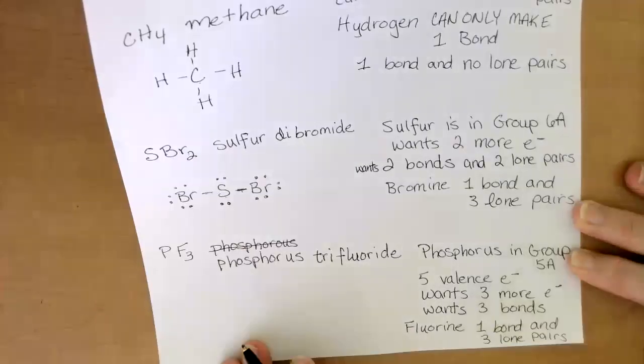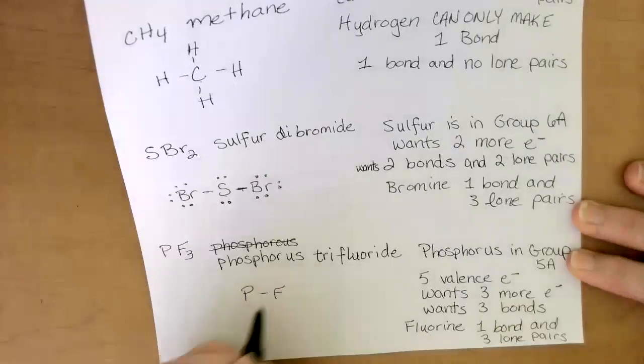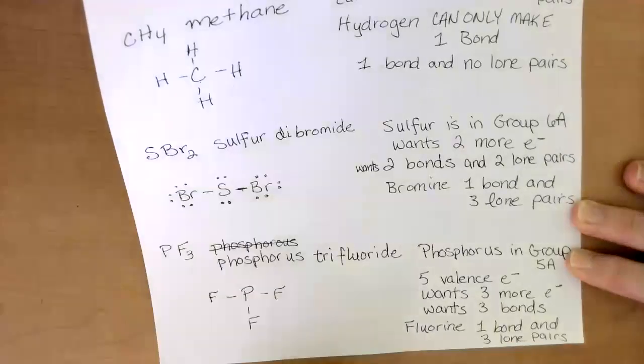Phosphorus wants more bonds. I'll put him in the center. I'll start with a single bond to each of the fluorine atoms. Now I'll ask myself, are they happy with their bonds? Well, phosphorus needed 3 more electrons. He wanted 3 bonds. He has 3 bonds. The fluorine atoms start with 7 valence electrons. That means they just need 1 bond. And boom, they each have it. They're happy with their bonds.